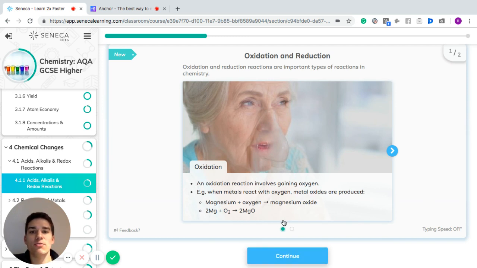So oxidation and reduction reactions are important types of reactions that we need to know about in chemistry. An oxidation reaction involves gaining oxygen. For example, when a metal reacts with oxygen, a metal oxide is produced, and that's an example of an oxidation reaction. So magnesium reacting with oxygen will give you magnesium oxide.